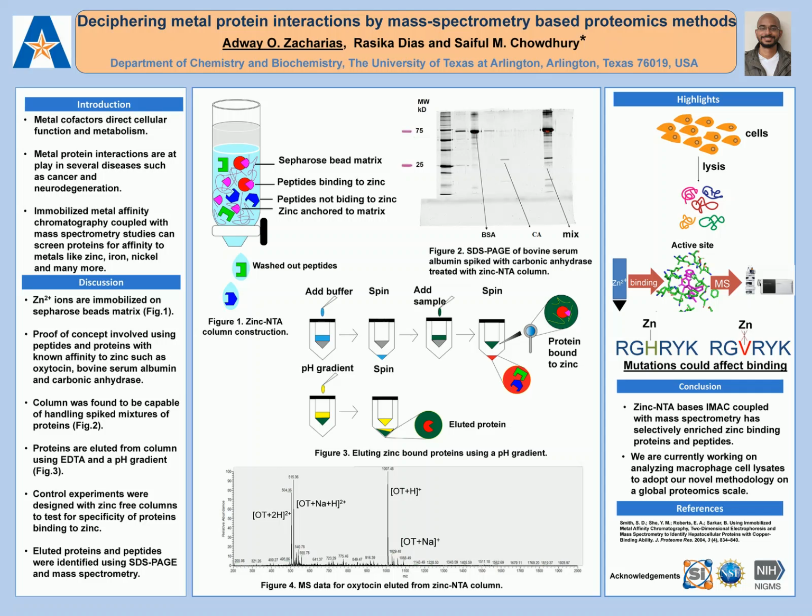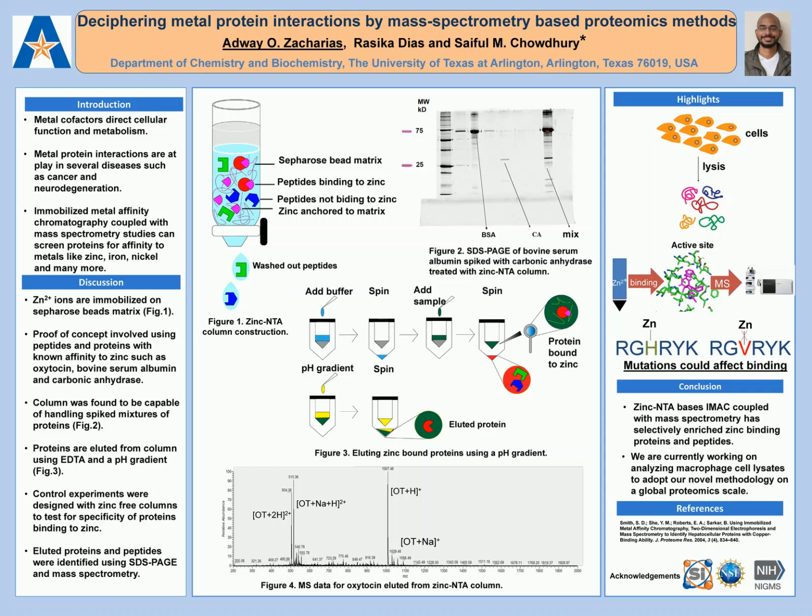Figure 3 explains how the experiment is conducted. So we add what's called an equilibration buffer to prepare our column for the protein. We then add the sample and then centrifuge the column. During this step, the proteins that remain on the column bind to zinc, and the proteins that don't bind to zinc are simply washed out.